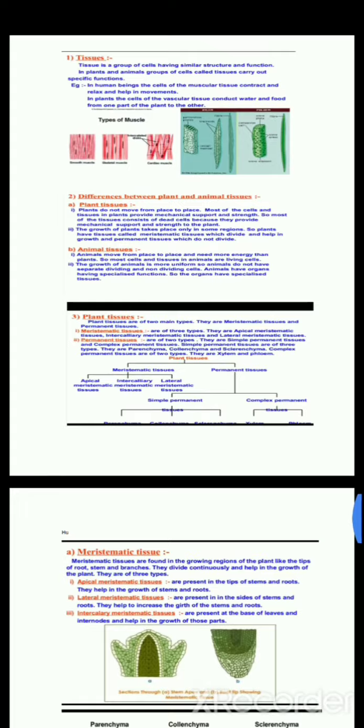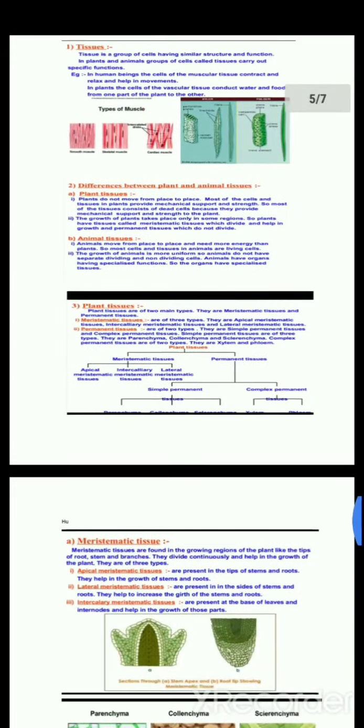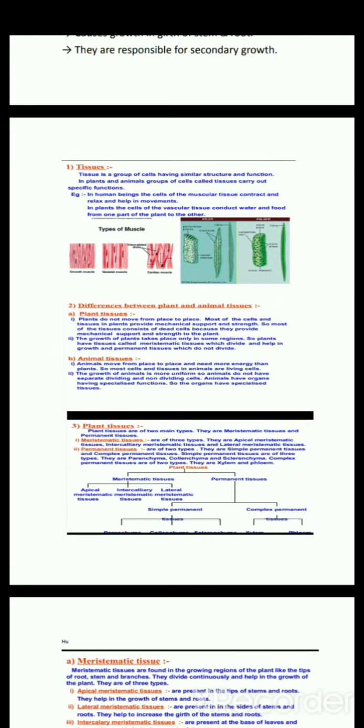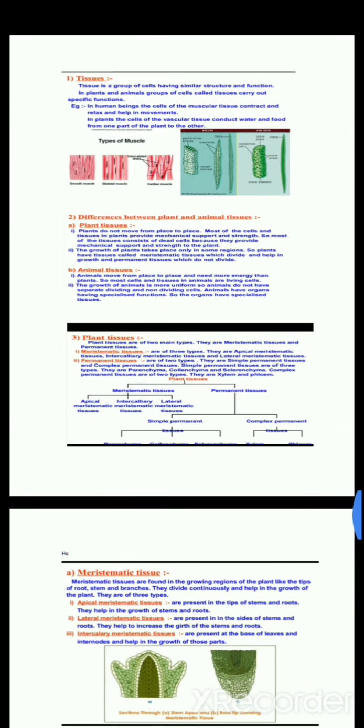Now, these are some slides that I have provided here. See, tissue is a group of cells having similar structure and function. So basically, it is kind of a summary. So I hope you all understand one thing. Now there is a particular slide that I would like to share with you. See, plant tissues and animal tissue difference. What is the difference between both of these tissues?